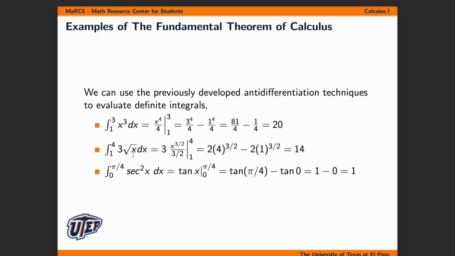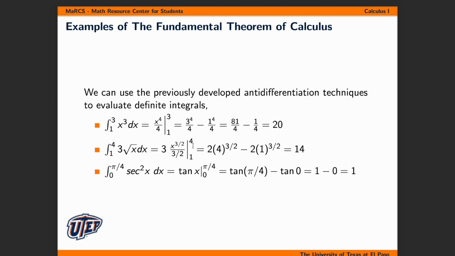Now for our second example, we have 3 times the square root of x, and we are integrating with respect to x, and we are evaluating at 1 and at 4. So the square root of x in exponent notation is x to the 1/2. So integrating, we will have x to the 1/2 plus 1 divided by 1/2 plus 1. So that is x to the 3 over 2 times 2 over 3. And then we also need to multiply by this 3. So the 2 over 3 and the 3's will cancel out, and we'll just be left with 2 times x to the 3 over 2 for our antiderivative.